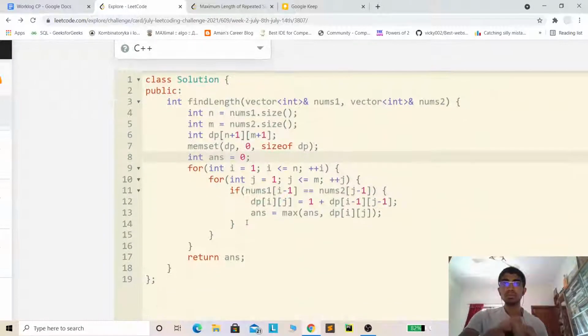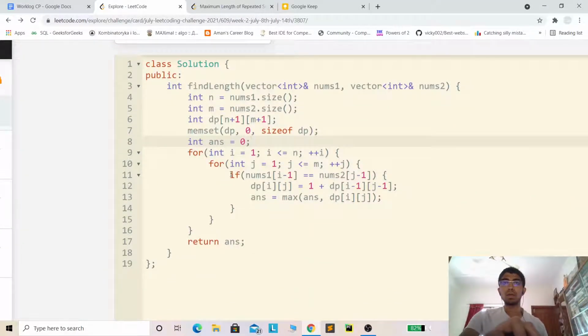And now we will be calculating the DP states only for those indices where the values are equal. The reason for doing that I'll explain later, but we will only consider it if the values are equal in those indices, and if they're equal, we'll update DP of I comma j equals 1 plus DP of I minus 1 comma j minus 1.